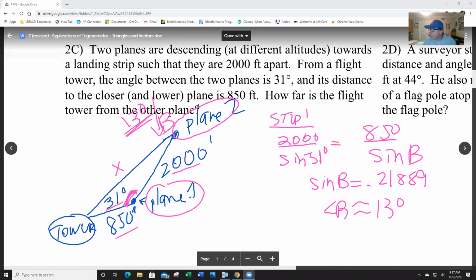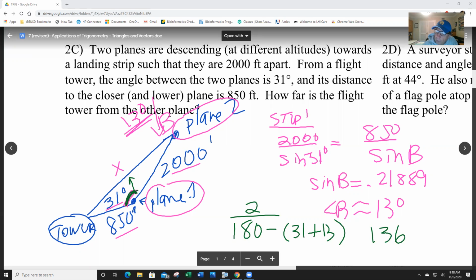I'll change colors again so you can see that. I'm going to use the 180 rule. So step two, I'll put it down here. I'm going to go 180 minus the summation of 31 plus 13. And the angle right here that I really need, because I need the one opposite the side I'm looking for, 31 plus 13, that angle ends up being about 136 degrees. Awesome. That is 136. Finally, I can get what I'm looking for, X.